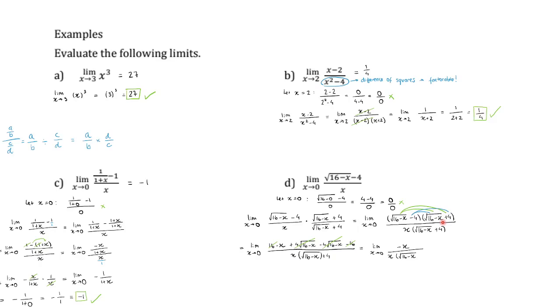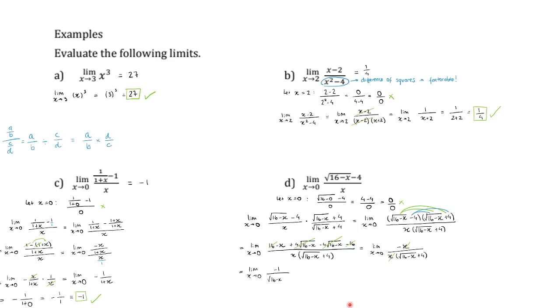Just going to fix the brackets there in the previous one. There we go. Now the bracket is in the correct spot because that x is multiplying both the square root of 16 minus x and that 4. All right, and so now we can see that we can cancel out the x in the numerator and the denominator, which is going to give us the limit as x approaches 0 of negative 1 over the square root of 16 minus x plus 4.